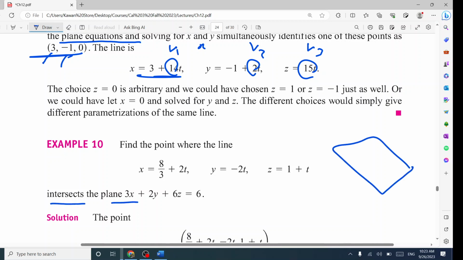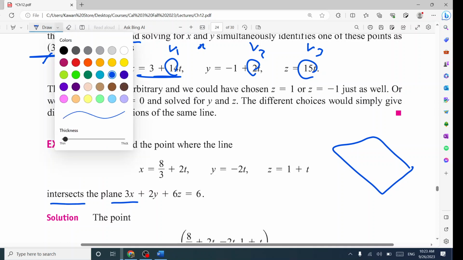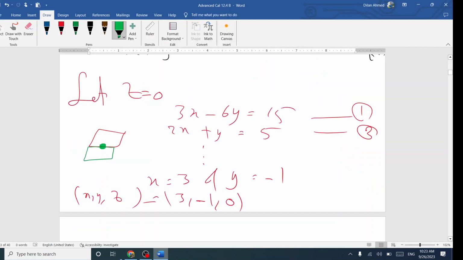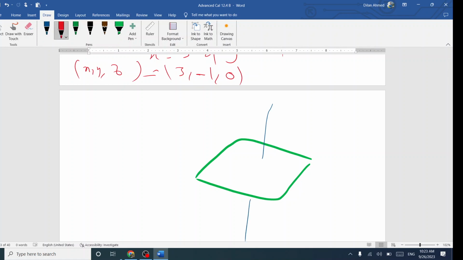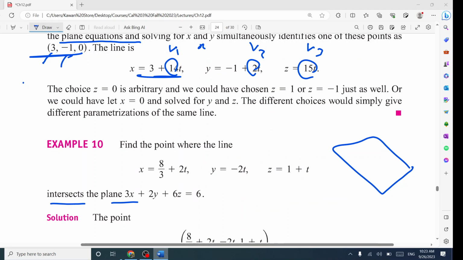Now I have a plane, and I have a line. 100%, my pen with the whiteboard will intersect in one point, right? So find that point. Find this point.